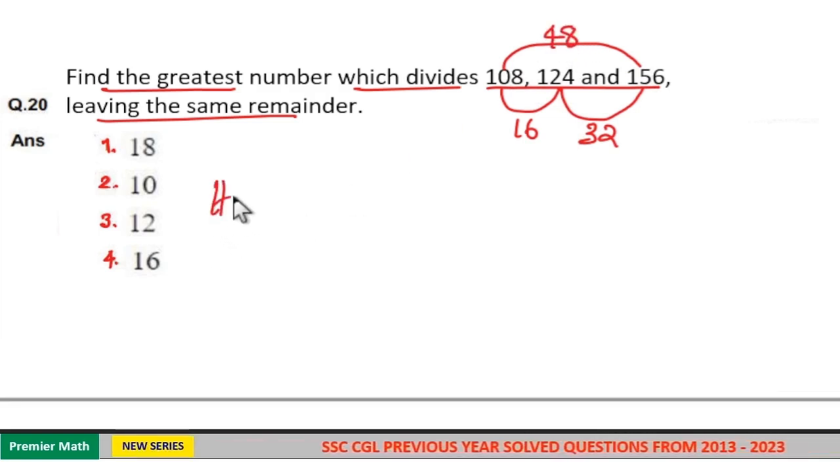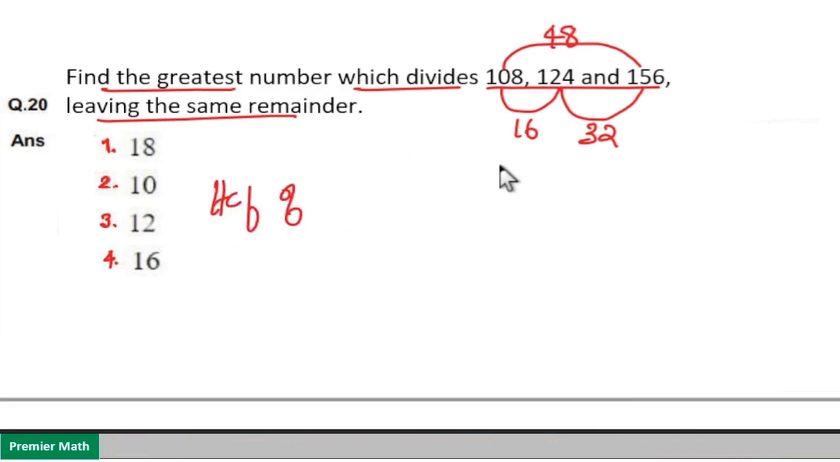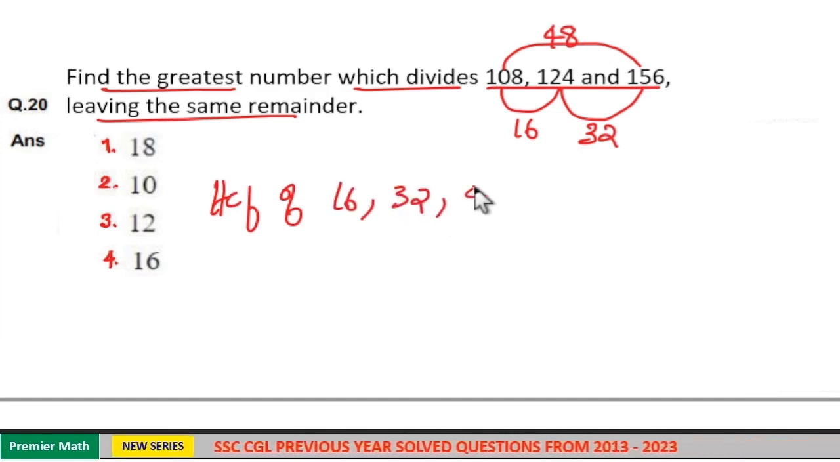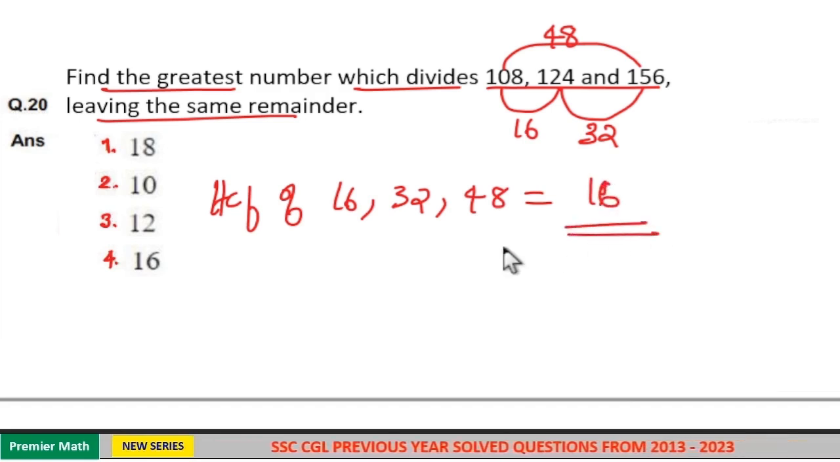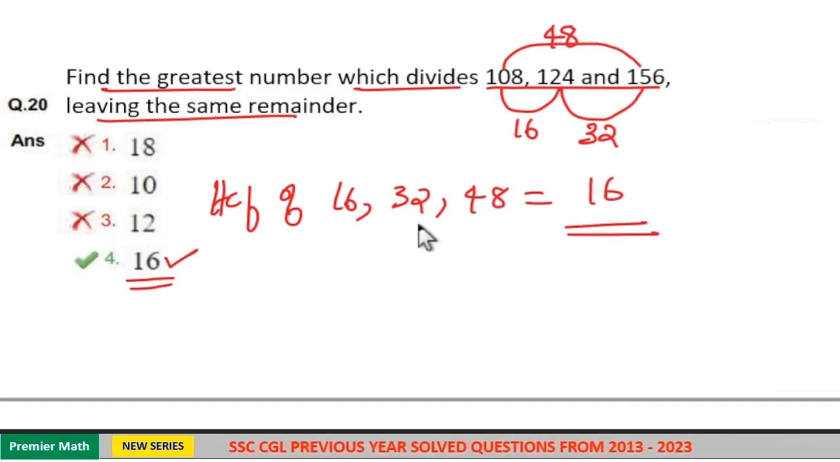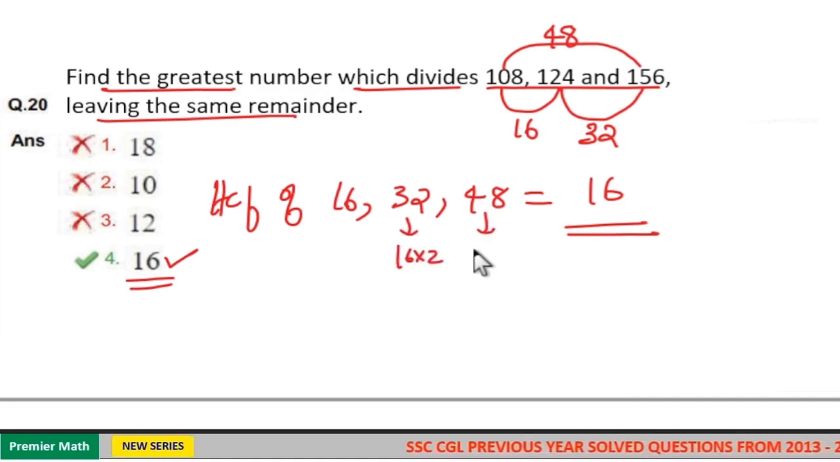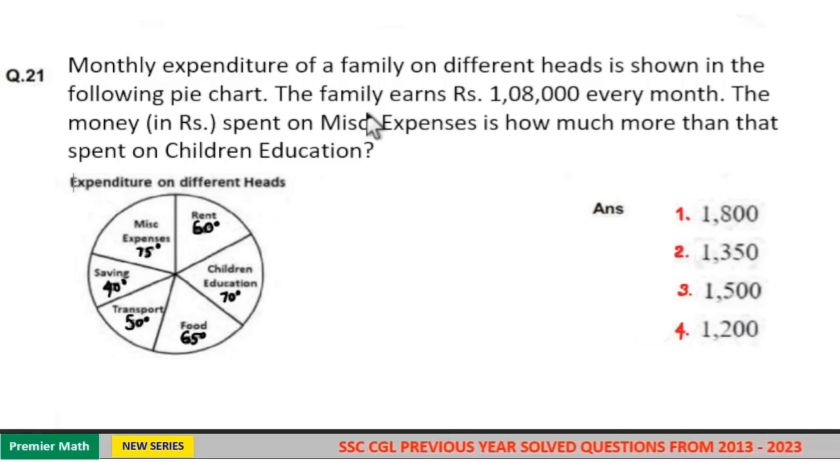Now take the HCF of the differences, that is 16, 32 and 48. HCF is clearly 16. So option 4 is your answer. Here all are multiples of 16. That is, this is 16 into 2 and this is 16 into 3. So HCF is 16.